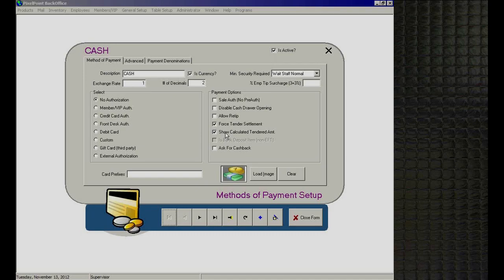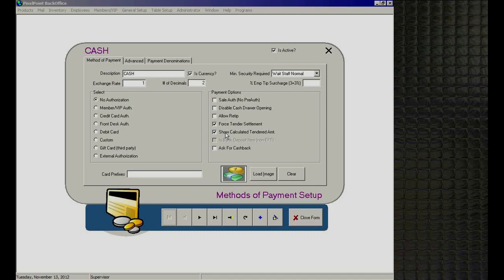So if I do a cash transaction and maybe some credit cards, and I have them all checked with force tender settlement, then when I do my employee cash out, I will actually have a screen that will show up that will say, I need you to enter in what you've got for cash, Visa, MasterCard, for example. In which case, I have to count all this stuff out. I put it into the system, and then it tells me if I'm over or short and whether I need to recount it or I need to account for the missing $20 bill or something like that.